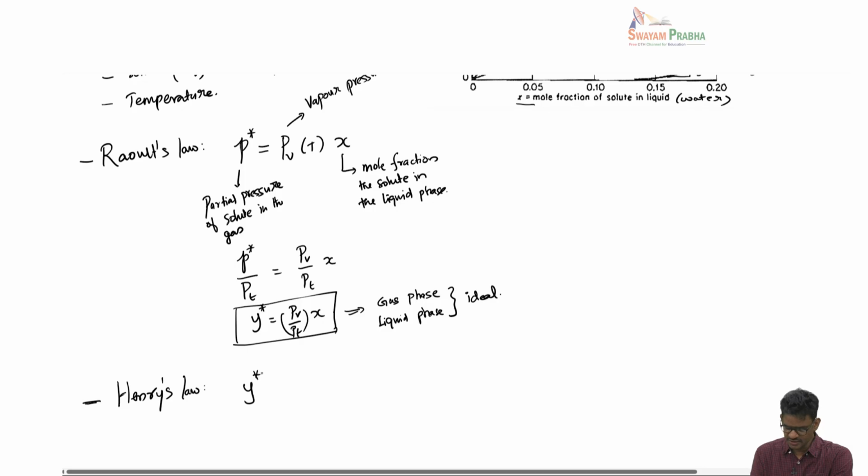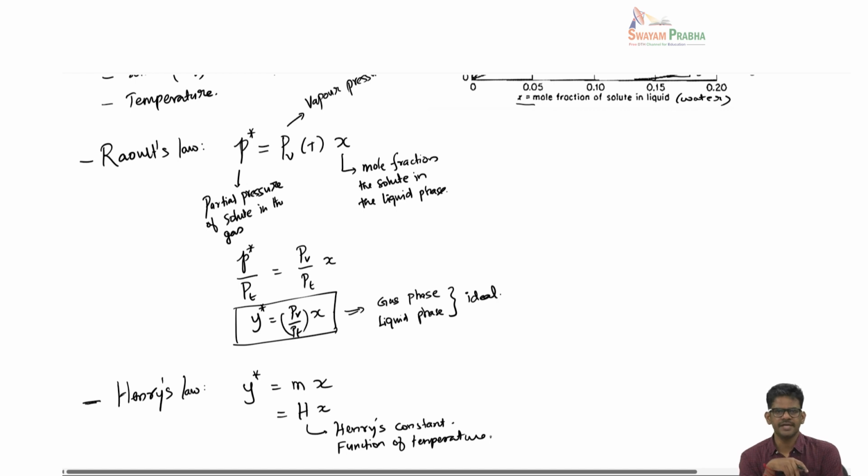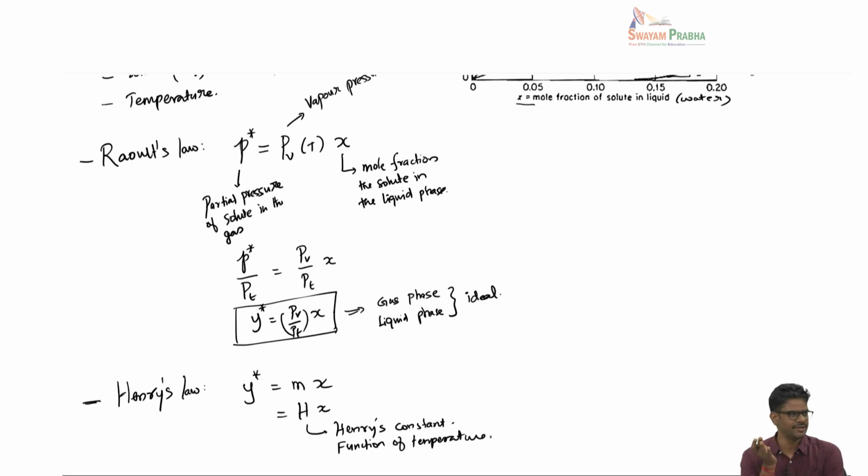defined as y star is equal to m x. Sometimes we write this as H x, where this is the Henry's constant. And this will also be a function of temperature. This constant will be a function of temperature. And this data is available in tabulated forms. If you look at Perry's handbook, you will see a list of Henry's constants for various solutes in various liquid systems.